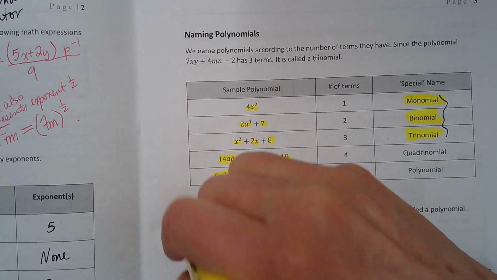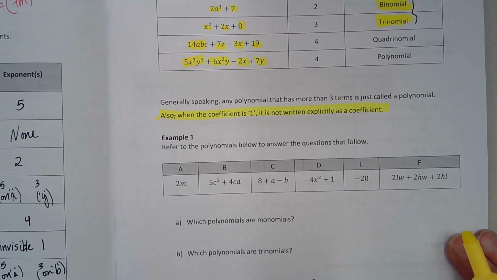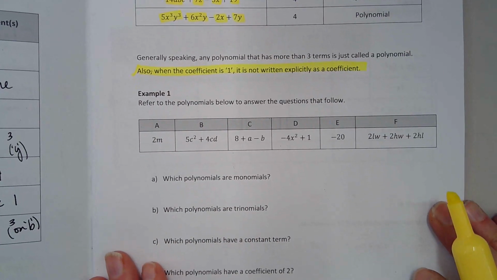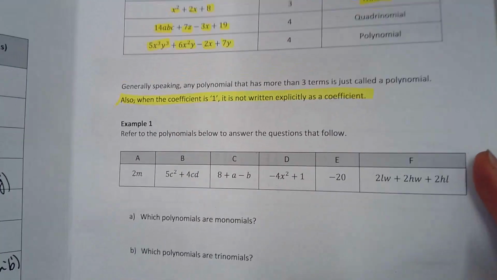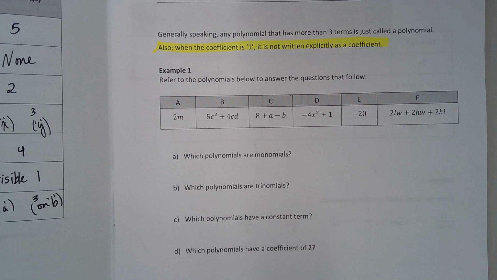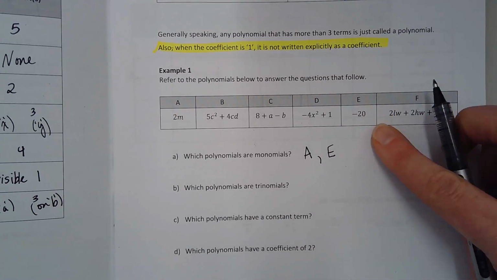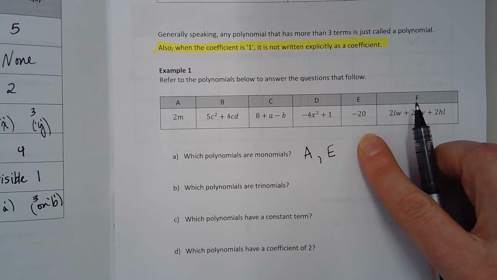Again, don't forget this: when the coefficient is 1, it's not explicitly written. Okay, so let's take a look here. Now you're just getting your eyes accustomed today to looking at polynomials because you haven't seen them yet in this class, and trying to connect all the parts with what your eyes see. So, refer to the polynomials below to answer the questions that follow. They're identified as A, B, C, D, E, F. Which polynomials are monomials? Any others? A and E, right? Okay. It's a constant, but it's still a polynomial.